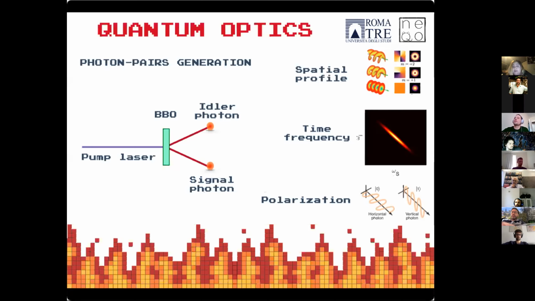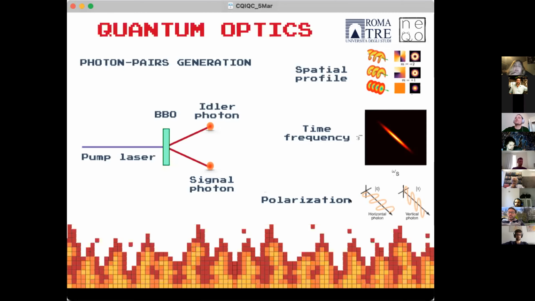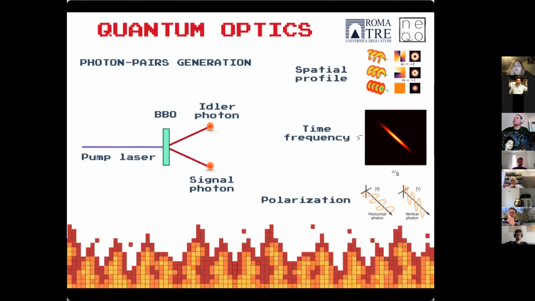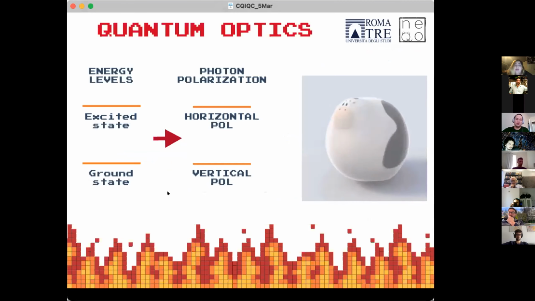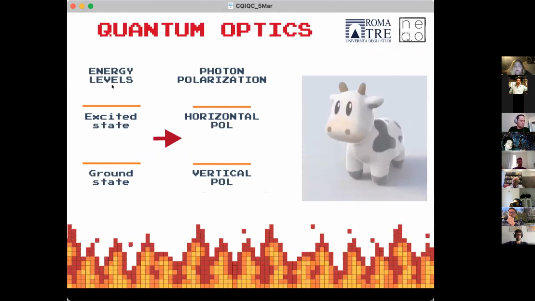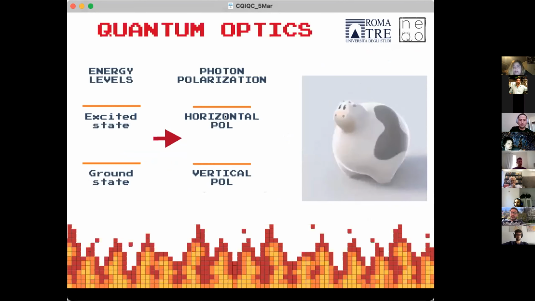But the most used one is for sure polarization, because it's the easiest to control, even from a technological standpoint. And in particular it is the one we are interested in because it lives on a two-dimensional Hilbert space. So it's a two-level degree of freedom that you have. And you can then map the ground and excited states of your thermodynamical system into two polarization states of your photons, for example, vertical and horizontal in this way.